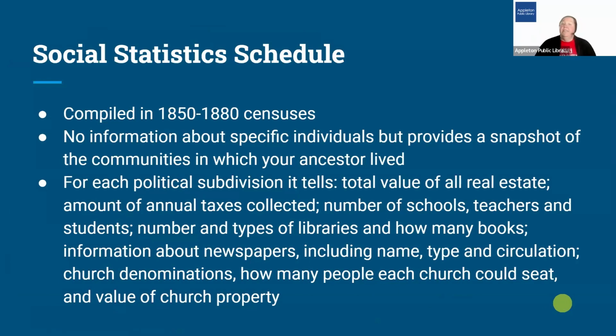Next up is the social statistics schedule. These were compiled in the 1850 to 1880 censuses. There is no information about specific individuals, but it does give you a really great snapshot of the community where your ancestor lived. For each little political subdivision, it's going to tell the total value of all the real estate in that area, the amount of annual taxes collected, how many schools there are, how many teachers, how many students, the number and the types of libraries, and how many books those libraries have. It's going to give you information about the newspapers that are there, including the name, type, and circulation.